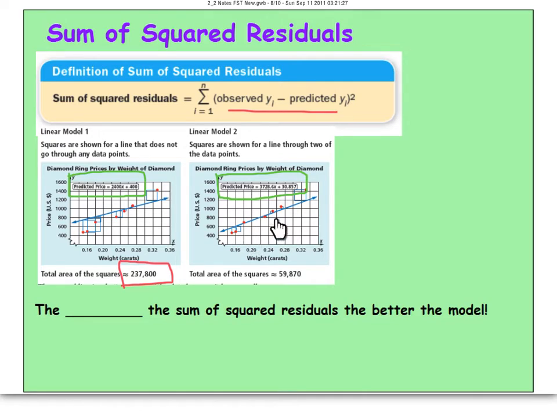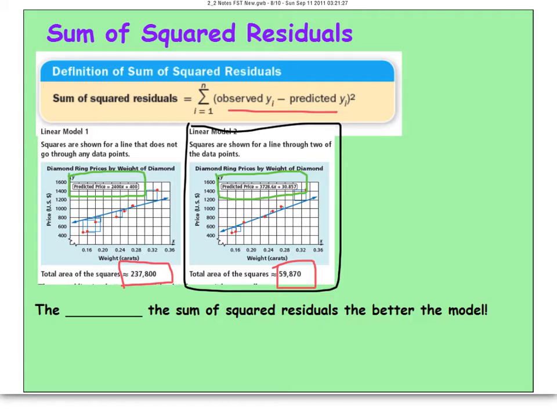They did the same thing for this model. When they did this model, they came up with a sum of the squared residuals of 59,870. Well, which model has the least amount of error? Well, it's the second one by far. So you use this formula to help you decide which model is better.